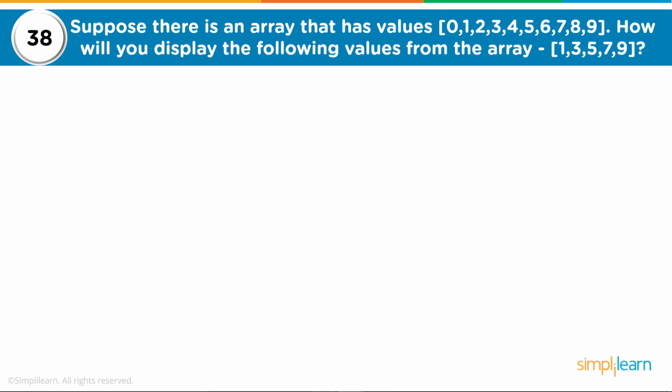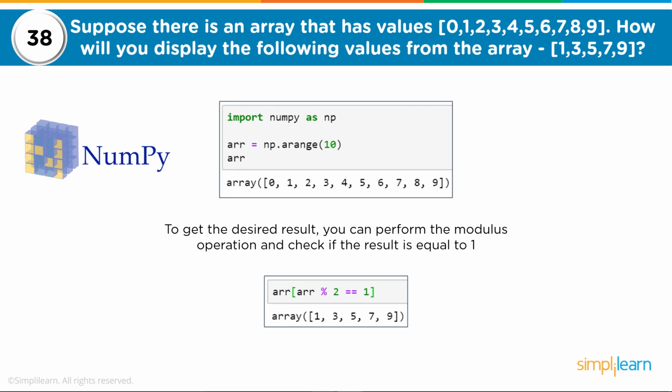Suppose there's an array that has values 0, 1, all the way up to 9. How will you display the following values from the array? 1, 3, 5, 7, 9. So first of all, we go ahead and create the array, np.arange(10), which goes from 0 to 9, because there's 10 numbers in it, but we don't include the 10. We print it out.